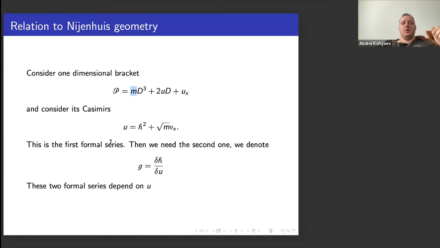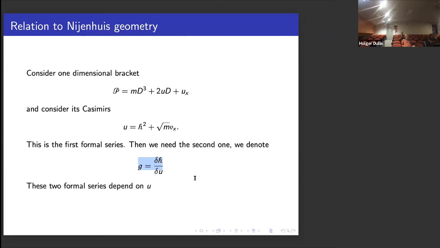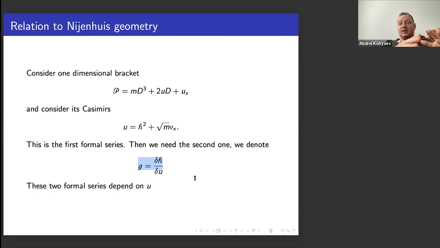Okay, we generate the formal series. This will be H. This is the first formal series. The second formal series consists of G. It's like you take each term of the series, take its variational derivative, and you get another formal series. Okay, you get two formal series. They are generated from the one-dimensional case, and their construction has nothing to do with geometry yet.